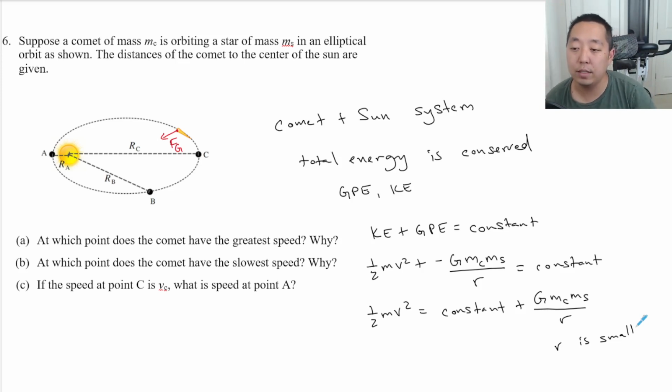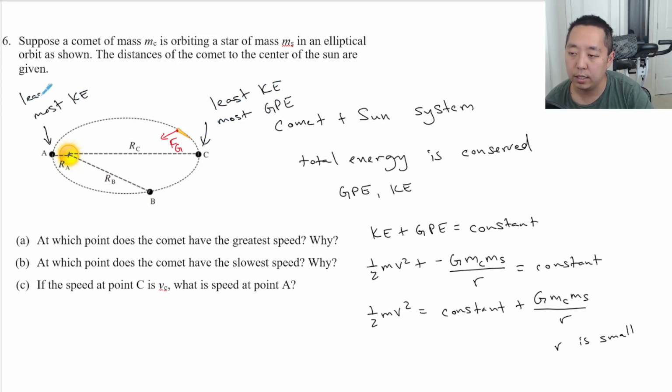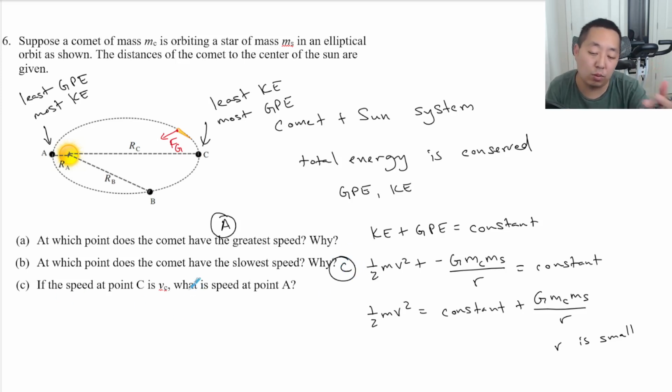So the comet, by virtue of having less gravitational potential energy, has the most kinetic energy at this point and the least kinetic energy at this point. It has the most gravitational potential energy here and the least gravitational potential energy here. So that's the explanation. Where does it have the greatest speed? A. Where does it have the slowest speed? C. You could write it out in words, but that's the explanation we're going to say.